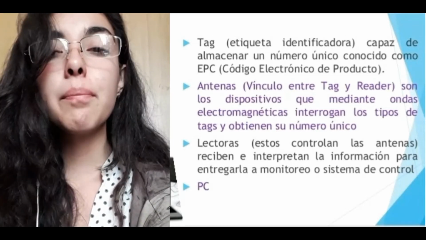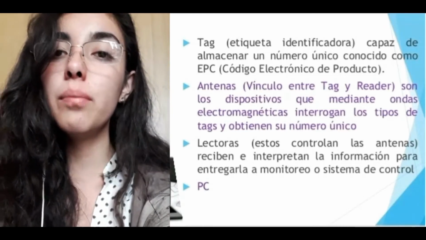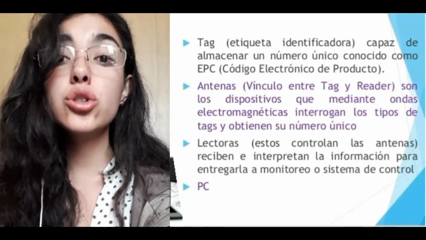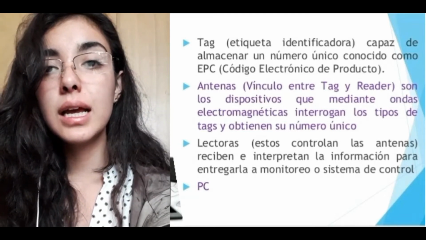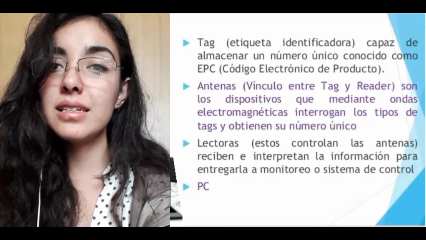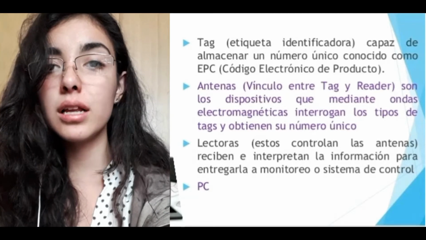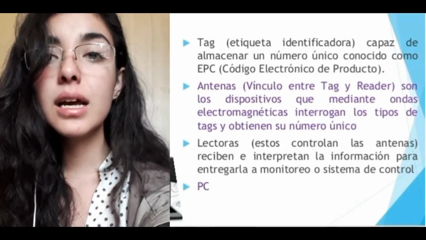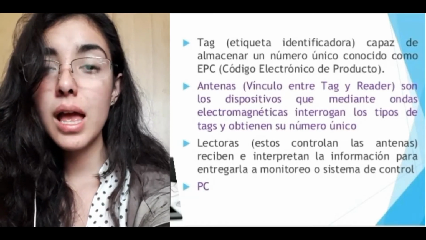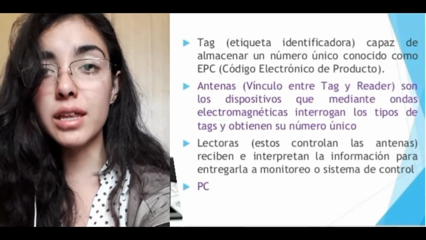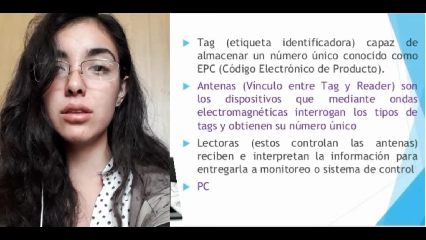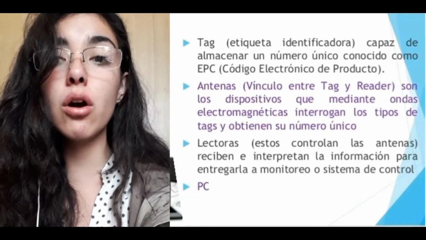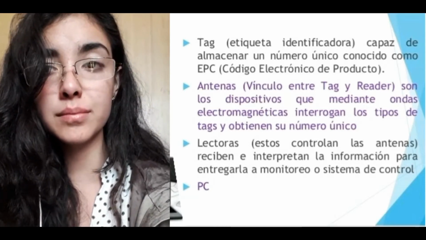One, tags, capable of storing a unique number known as the electronic product code. Two, antennas. These are the devices that track electromagnetic waves, detect the tags, and obtain a unique number. And finally, readers. They receive and interpret the information to deliver it to a monitoring or control system.